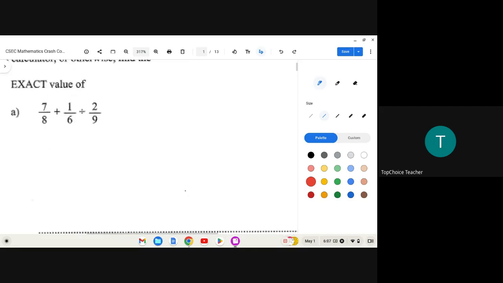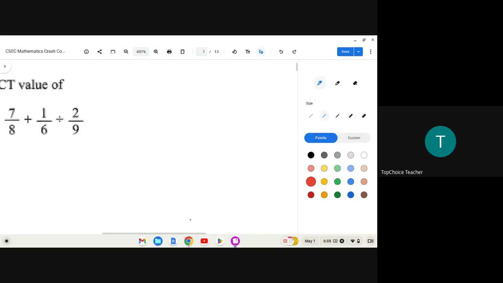So we have a question where we have 7/8 add 1/6 divided by 2/9. Do we add 7/8 plus 1/6 first, or do we do the division first? What do you think we might have to do in a situation like this? What would you do first? Division. Divide. Very good, right? I like how the answers are not jumbling. That is excellent. You would use BODMAS. Very good, BODMAS. And indeed, that is what I am going to write here for you.